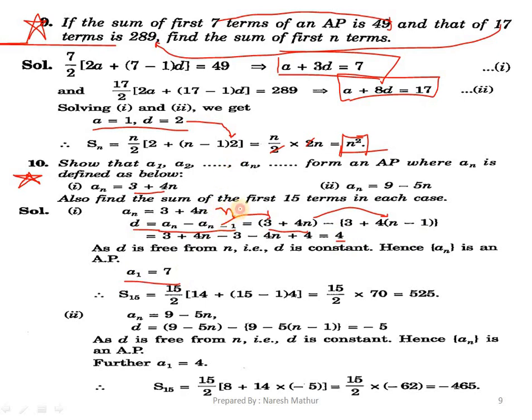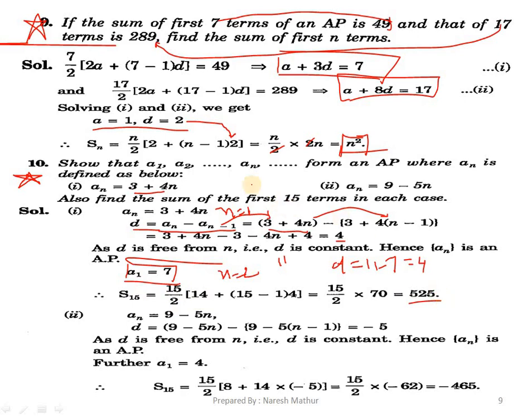Just put N equals 1. So we have 3 plus 4 into 1, 4 plus 3, 7. So we have the value of A equals 7 here. Now we can get D by finding N equals 2. 4 2s are 8, 8 plus 3 is 11. Now D equals 11 minus 7, which is 4. So you can use any of the methods for getting the values of A and D. Now after getting the values of A and D, we can get the sum of 15 terms. So S15 is n by 2 times (2a plus (n minus 1)d), which gives 525.